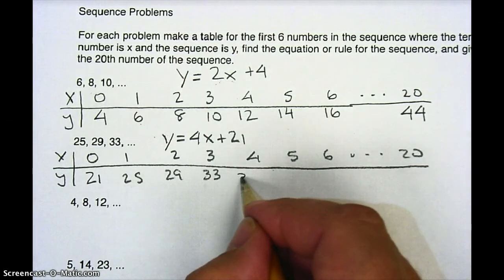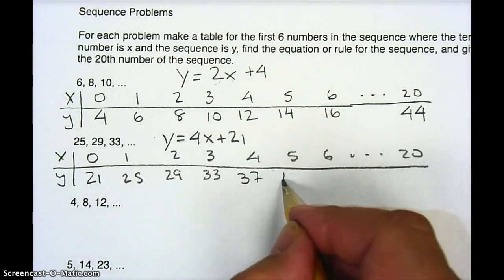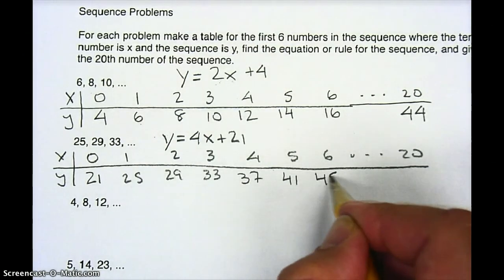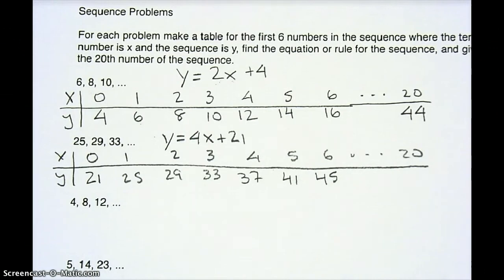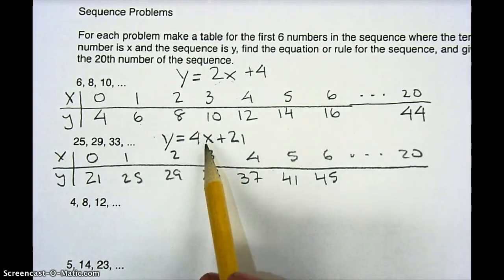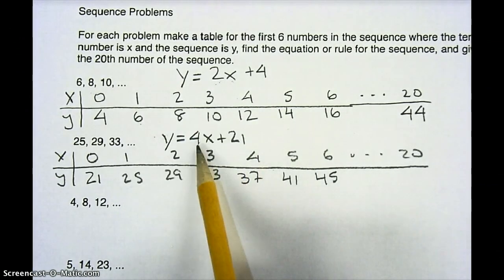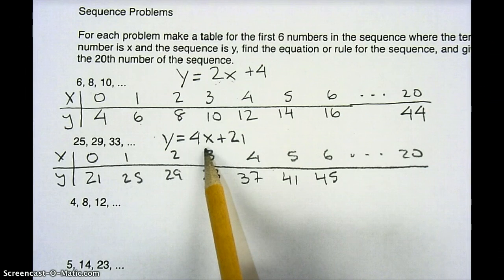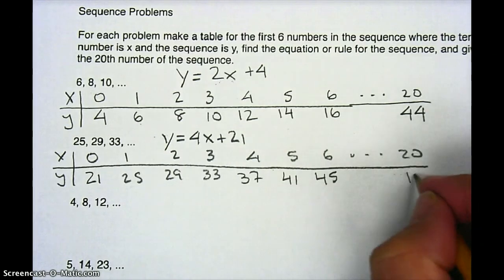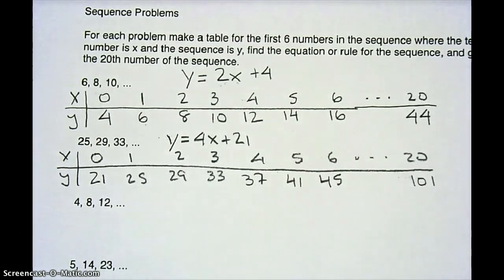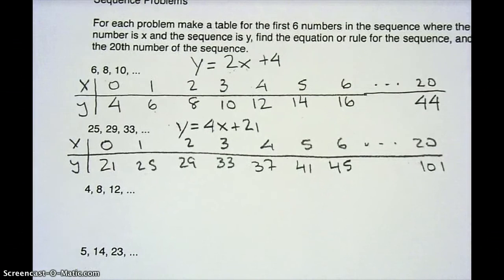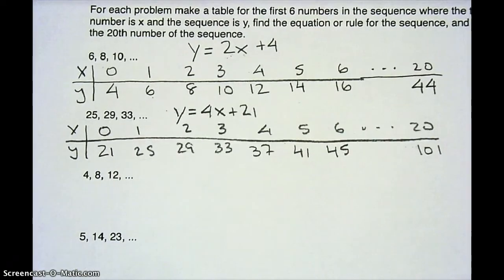21, 37, I'm counting up by 4s, 41, 45, and then to find the 20th number, I'm going to take 4 times 20 plus 21. Well, 4 times 20 is 80, plus 21 is 101. And that's how I do that. The next one, same sort of thing.